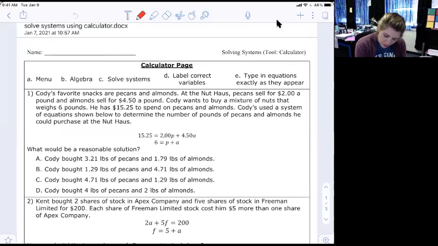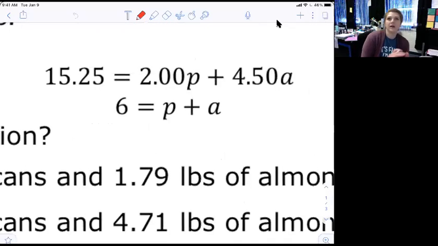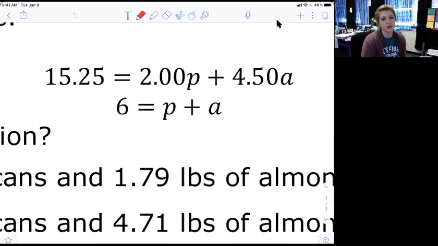All right. Number 1, Cody's favorite snacks are pecans and almonds. The Nut House sells pecans for $2 a pound and almonds for $4.50 a pound. He wants to buy a mixture of them that weighs 6 pounds. He has $15.25 to spend, and he uses the system below to determine the number of pounds of pecans and almonds he can buy. So this right here, that's your equation that you're going to be using.